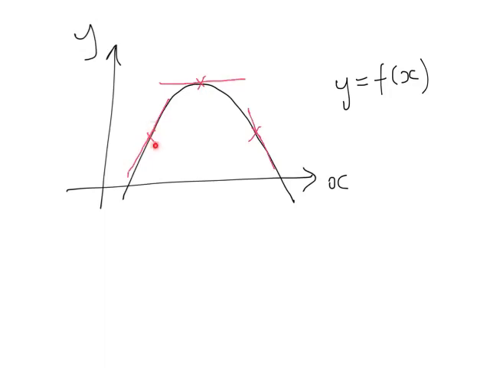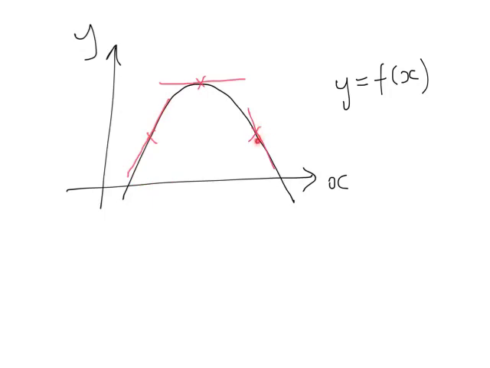Now, for our first point here, we can see that the tangent has a positive slope. The gradient is positive here. And if we think about this function at this point, this function is actually increasing. As our x value increases, our y value also increases. So at this point where our gradient is positive, the function is said to be increasing.